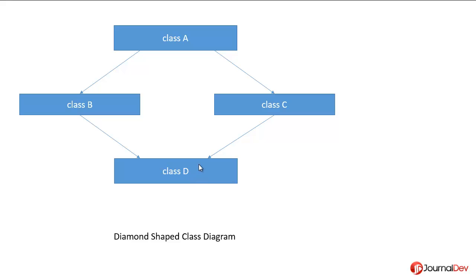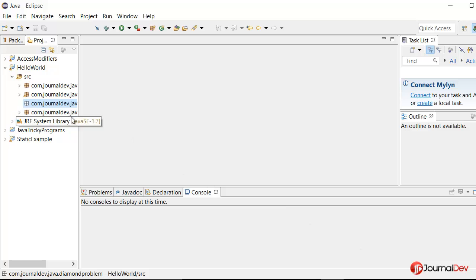So how would Java determine whether it has to use the implementation from class B or from class C? So rather than providing some hard way to do it, we can easily solve this problem using composition. So let's first look at a simple program to see how this problem can occur and how composition can help us in this case. Okay friends, so this is my Eclipse.